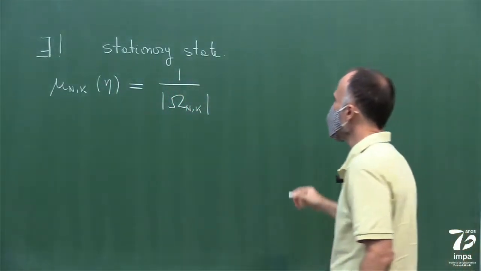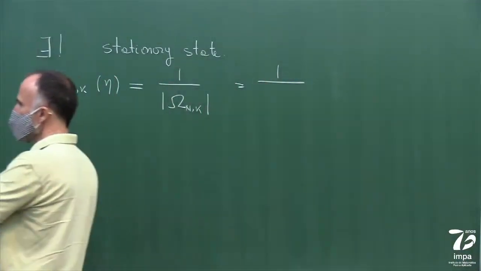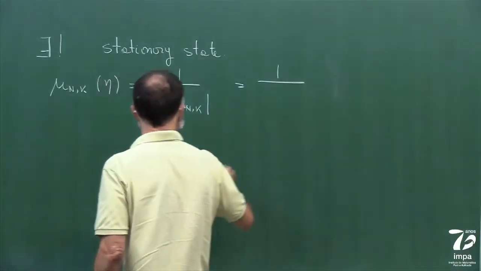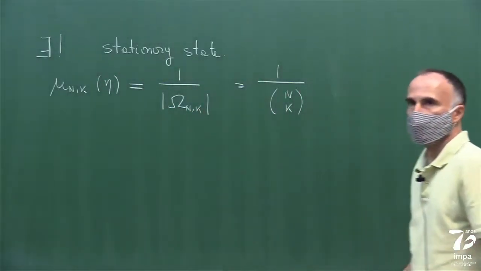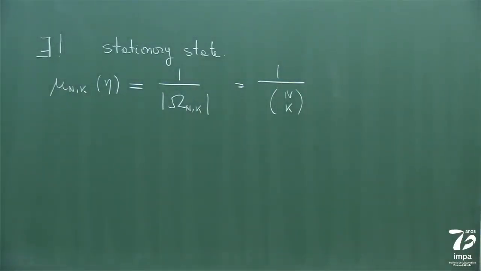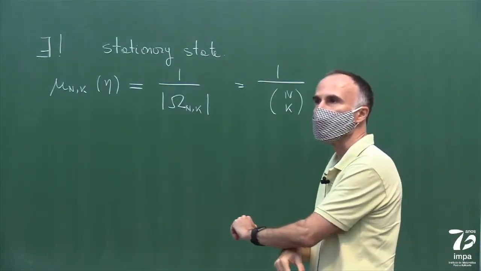Okay, and how many configurations do we have? Well, we have n sites, k particles, so we have n choose k configurations. And so how do I prove that?